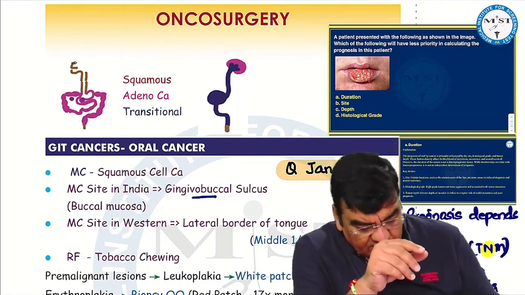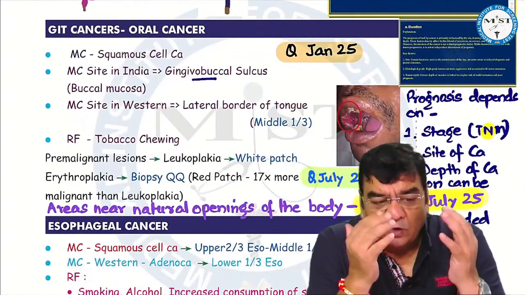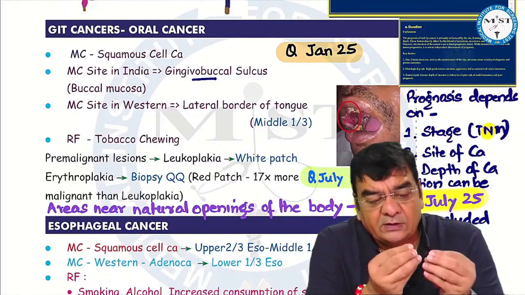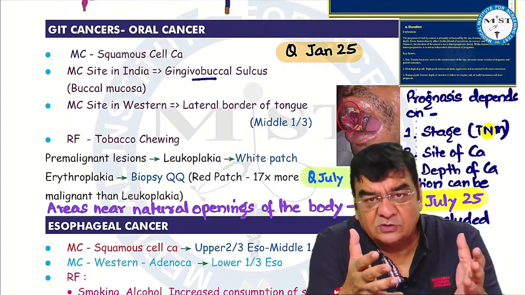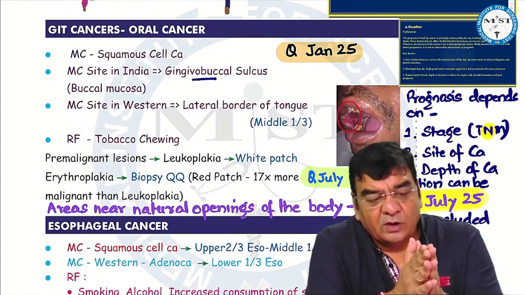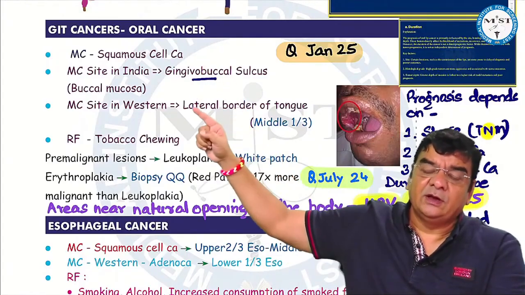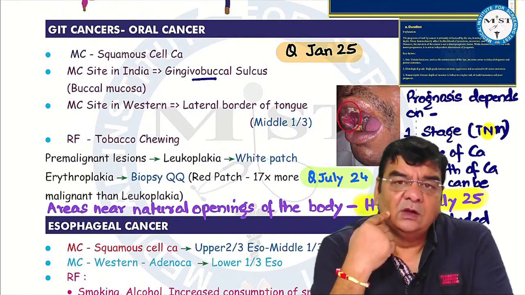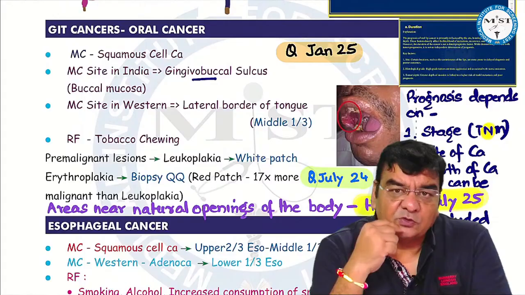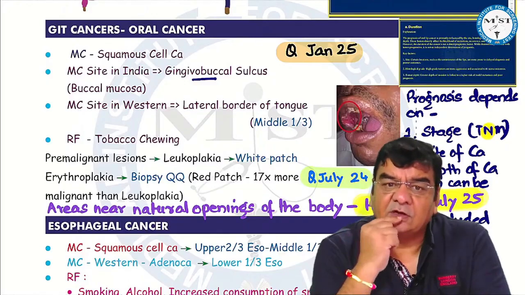Right, so starting with oral cancer, most commonly it is a squamous cell carcinoma. All the lovely doctors know that whatever area is exposed outside or near a natural opening of the body will have a protective lining, that is squamous lining. So malignancies in the exposed areas or near the natural openings of the body will be squamous cell carcinoma. So oral cancer will be squamous cell carcinoma. In India, the most common site is the gingivobuccal sulcus or the buccal mucosa. But in Western countries, where tobacco chewing is not common, it is not the gingivobuccal or buccal mucosa; it is the lateral border of the tongue, and that too in the middle 1/3 of the tongue.